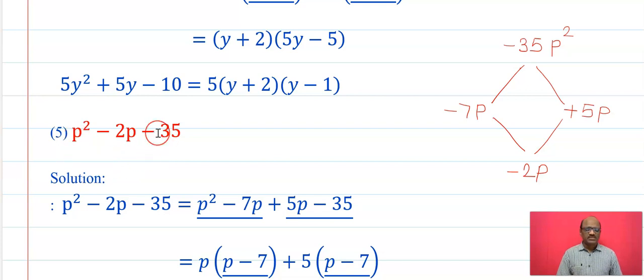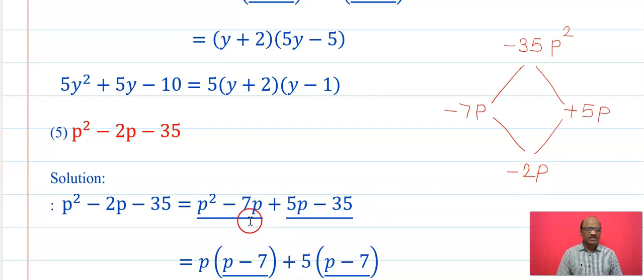पुन्हा first term last term चा product करणार. p square into minus 35, that is minus 35p square. What about the middle term? Middle term is minus 2p. मग पुन्हा दोन नंबर्स फाइंड आउट करणार की ज्याचा प्रॉडक्ट किती आला पाहिजे minus 35p square आला पाहिजे, आणि ज्याचा सम minus 2p आला पाहिजे. It's definitely that two terms must have the different sign.